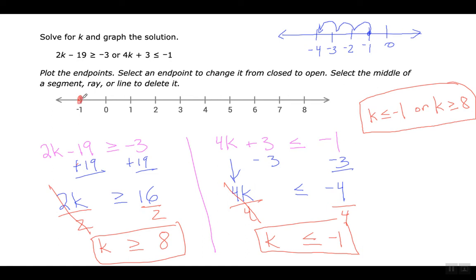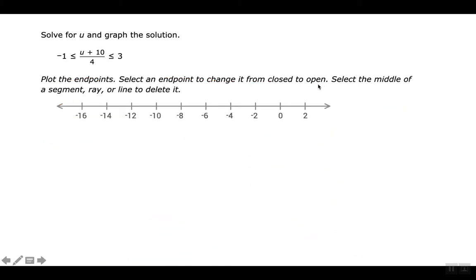So that would be this. Here's negative 1 less than. Or k greater than or equal to 8. Alright, and there's my graph. Alright, let's look at the next one.